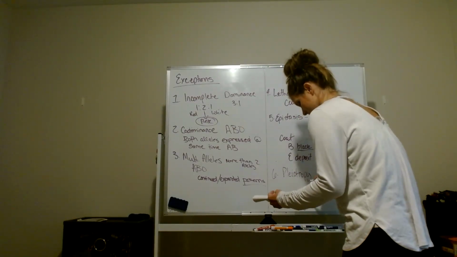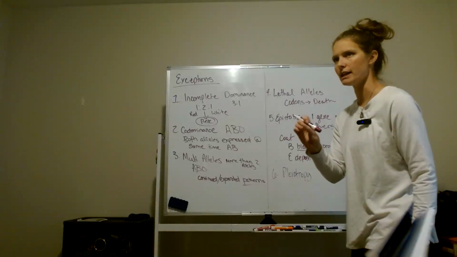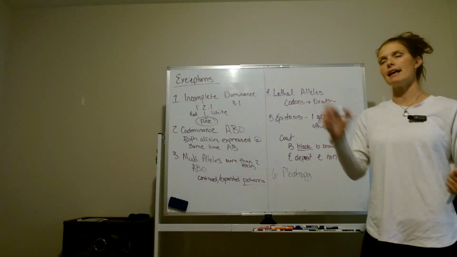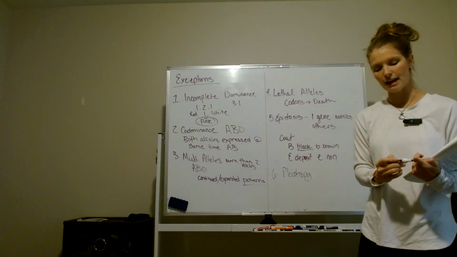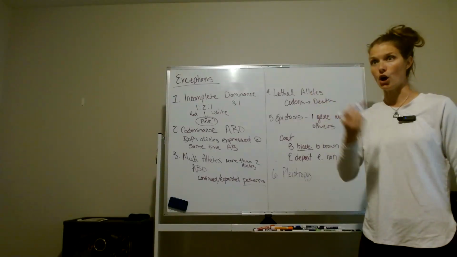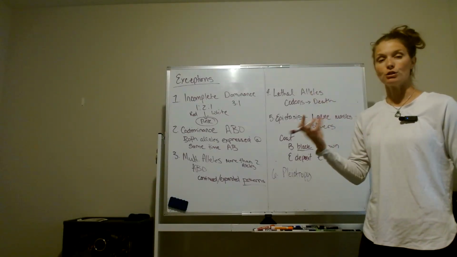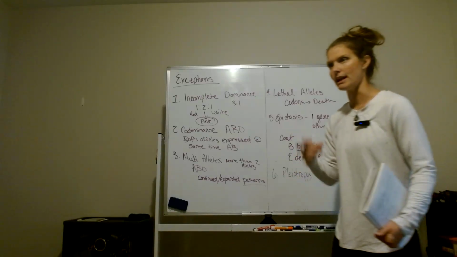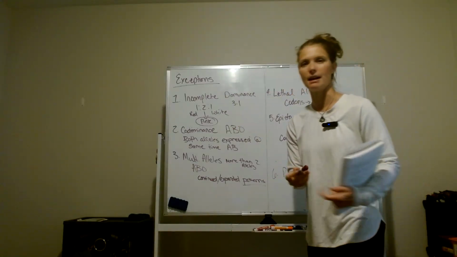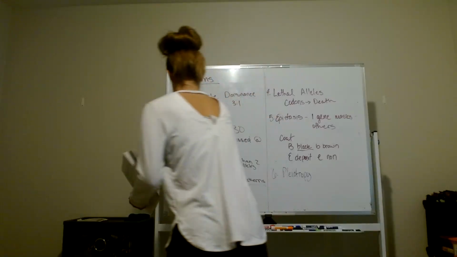Don't judge me, guys. One gene can influence multiple traits. So this is like in Marfan syndrome. In Marfan's, not only can it affect the heart, but it can affect their ligaments and their tendons as well. So one gene is affecting the heart, ligaments, things like that. Okay. All right.